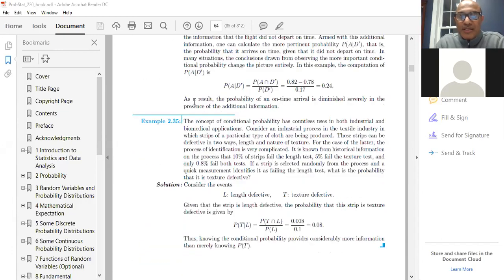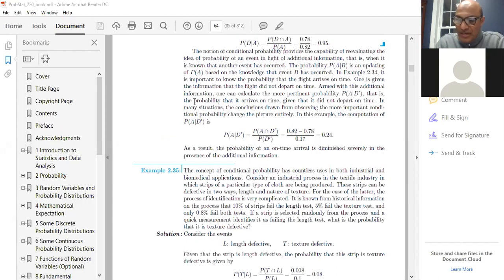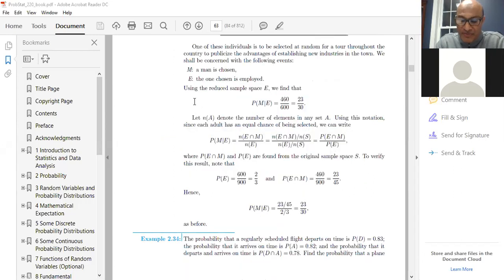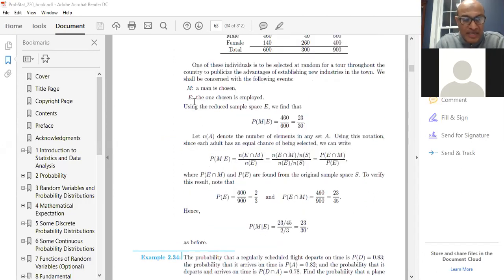Conditional probability means the probability of an event B. We are looking for the probability of an event B with the condition that event A has already occurred. Whenever we are looking for the probability of an event, when one event has already occurred, with that condition, that's why it is called the conditional probability.